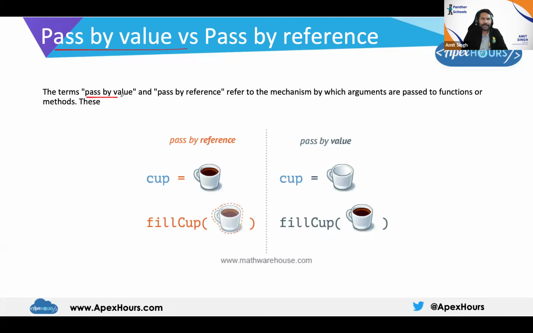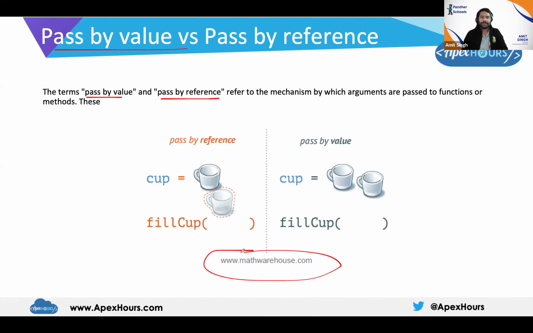So what is pass by value and what is pass by reference? Pass by value and pass by reference is the mechanism of passing arguments to a function or to a method. Inside any method, it could be static, it could be non-static, how you are passing the value is really important for us to know. If you see this image I have taken from the internet, so it's not Apex Hours copyright, on the right hand side it says pass by value.